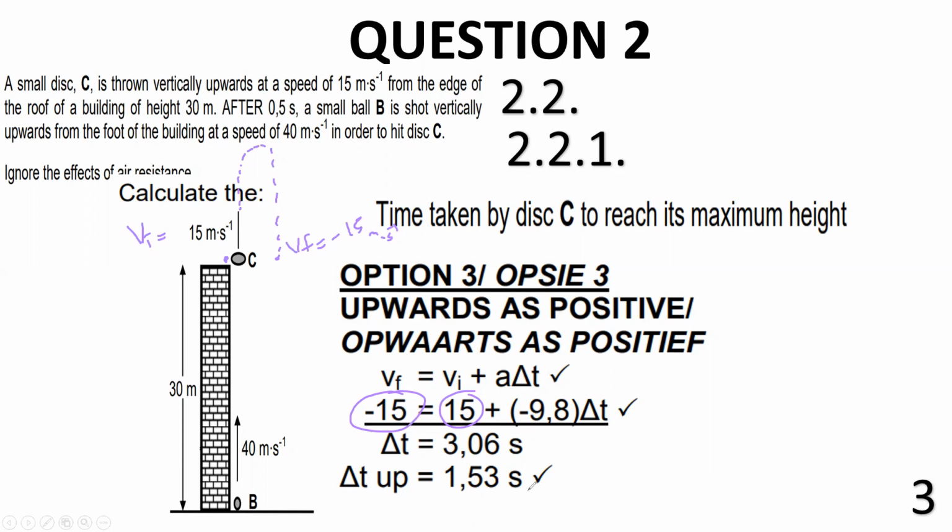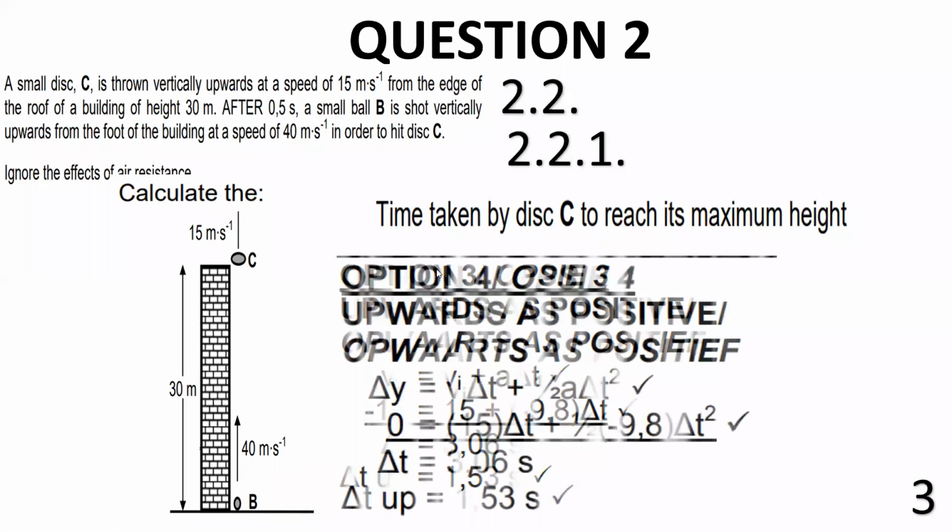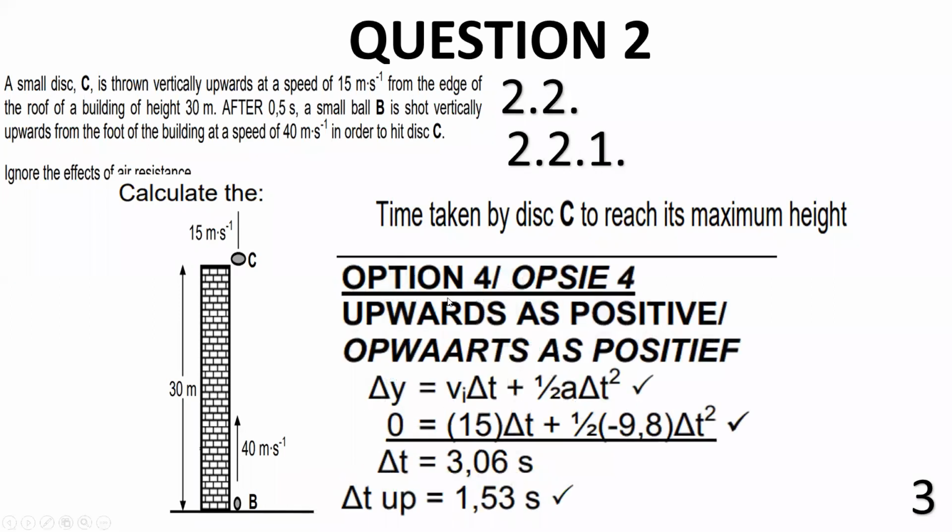Okay, well, this is our answer for this question. I think enough options. You have different options you can use. In the memorandum, you have different options using another formula. As you see, the delta y formula.